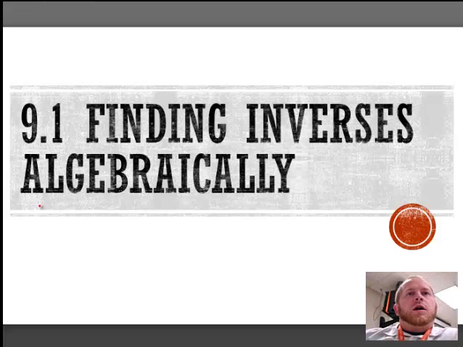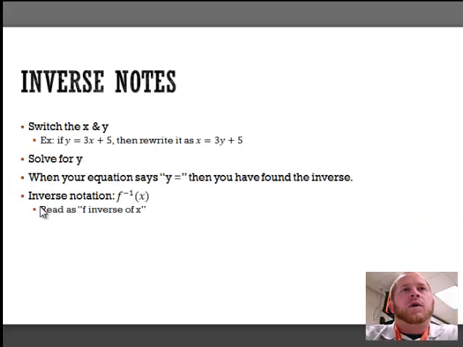Alright, today we're going to start Unit 9.1, Finding Inverses Algebraically. You guys follow along with the notes that you're given today in class, and we'll go through a few examples and make sure everyone is on the same page before class tomorrow. Okay, here's your inverse notes.